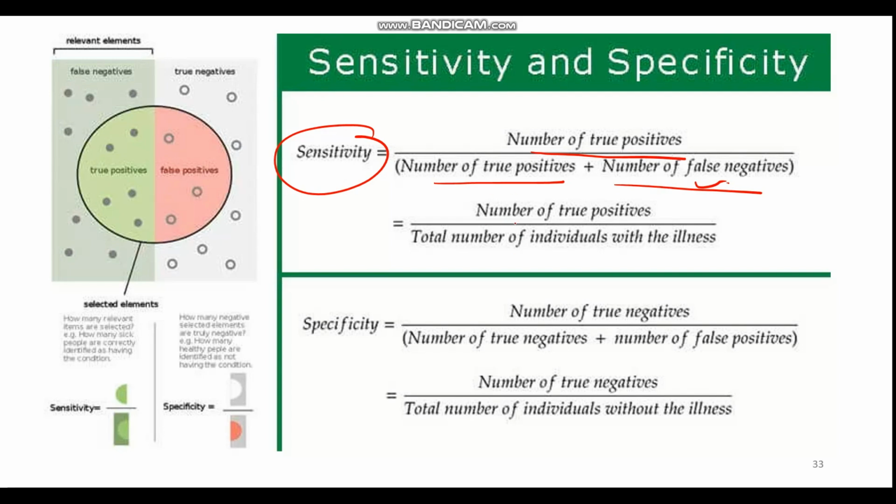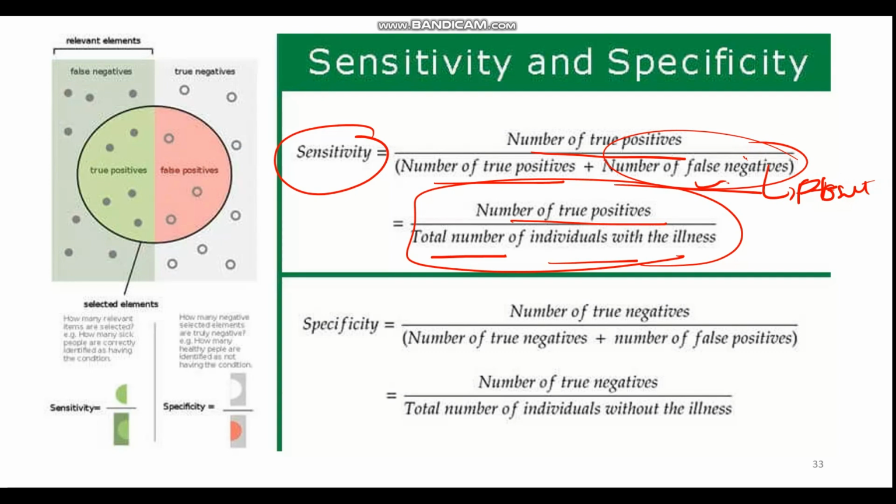So it can be defined as the number of true positives divided by the total number of individuals with the illness, because false negatives are also values which should have been predicted as positive. So this is the case of positivity which is detected as negativity, and again it is the number of individuals with the illness.